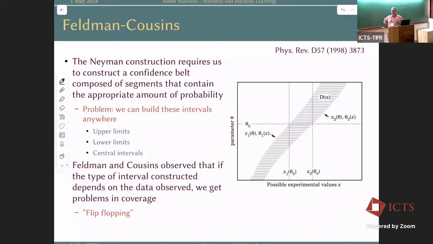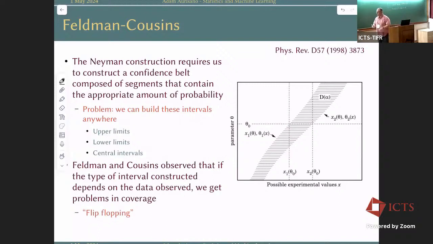Oftentimes we think of something called a central interval, which is that it's centered around the most likely value, the most likely outcome, and you place an interval symmetrically around it. But you can also have upper limits, right, where you expect to see nothing, and you want to say, given that I've seen nothing, how large of an effect could there have been that I would not have seen it yet, right? And those are intervals that are all the way to the edge of the parameter space, like to the smallest effect going up.